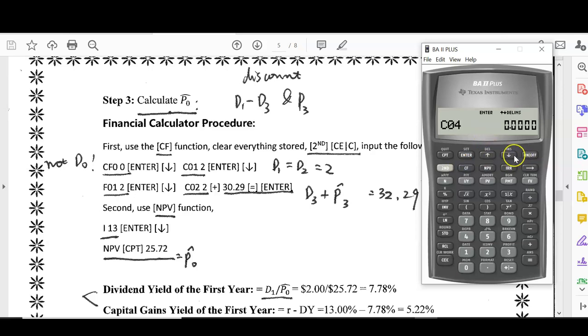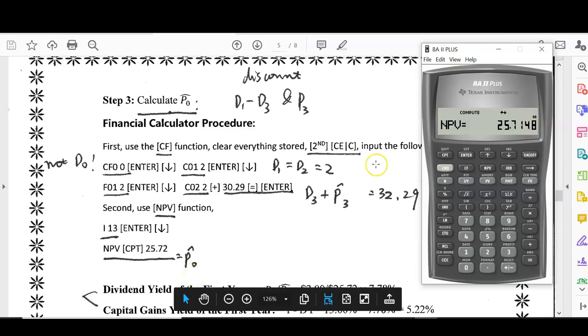Okay, 0 as cash flow 4. Okay, and we go to NPV. I should be 13 still. 13, enter. Down button, compute for NPV, 25.7128 as P0.